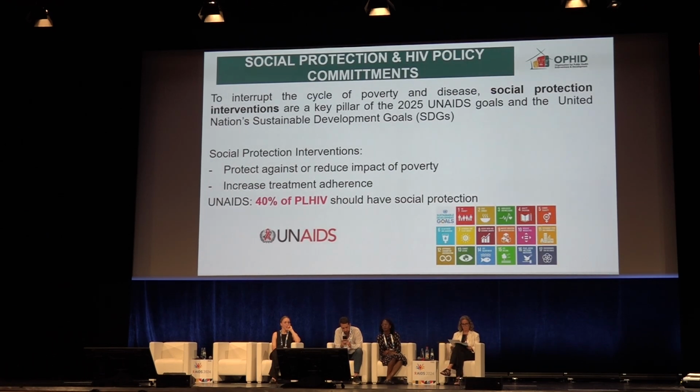Social protection and HIV policy commitments. Social protection has become a key pillar of the 2025 UNAIDS goals and the United Nations Sustainable Development Goals, SDG. Why is this so? Because social protection interventions can protect against or reduce the impact of poverty and can also increase treatment adherence. According to UNAIDS, at least 40% of people living with HIV should have social protection. Why? To reduce the financial burden of illness.